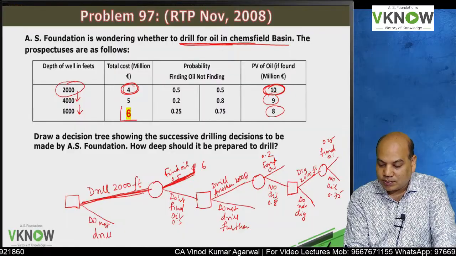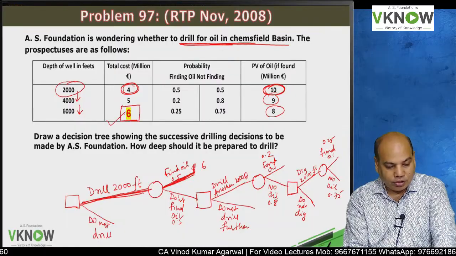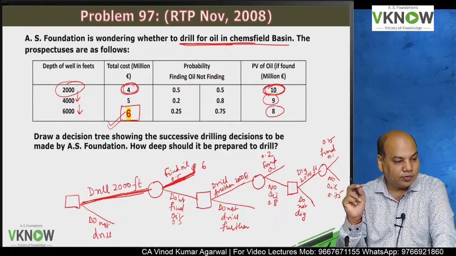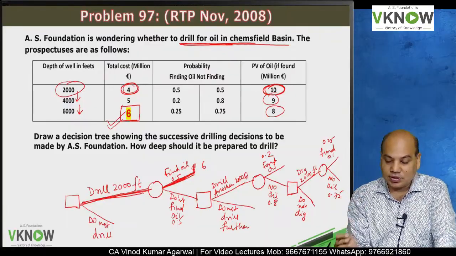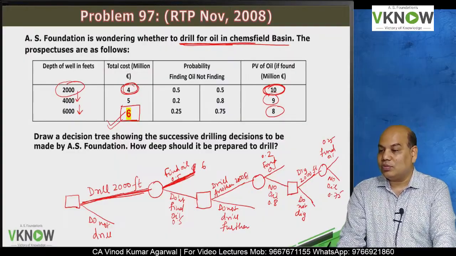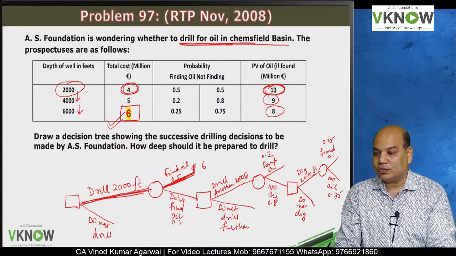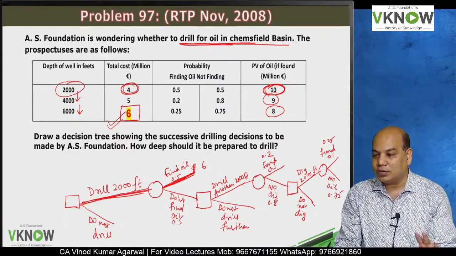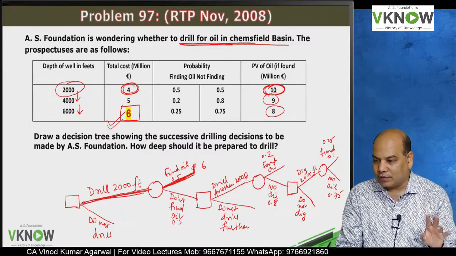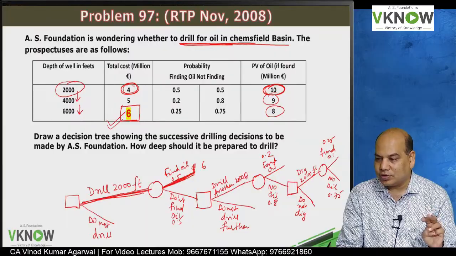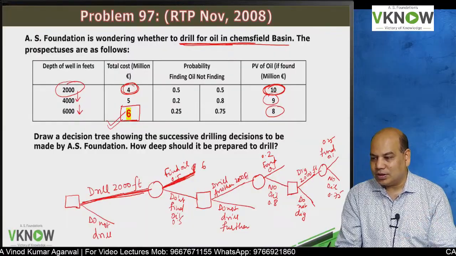One correction: in some books, you will find 5 printed in a few books. The first lot got 5. Make it 6 now, because if you dig more, you will incur more cost. For digging 2000 depth, 4 million. For 4000, 5 million. And for 6000, you will incur 6 million.